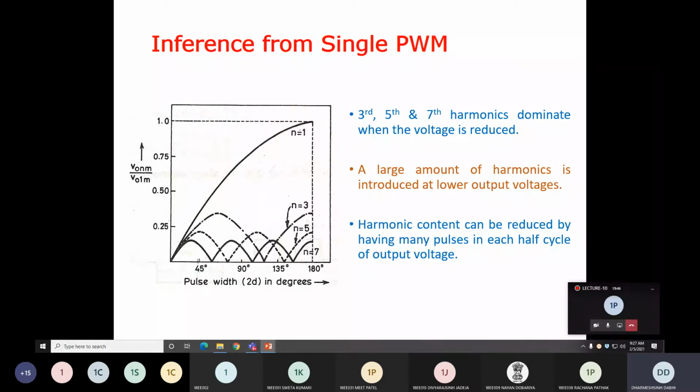This is one of the advantages as compared to the normal inverters: you not just control the output voltage of the inverter, but you can also control the harmonic content in the output voltage, so that you can reduce the size of the filter. So this is all about the single pulse width modulation technique.